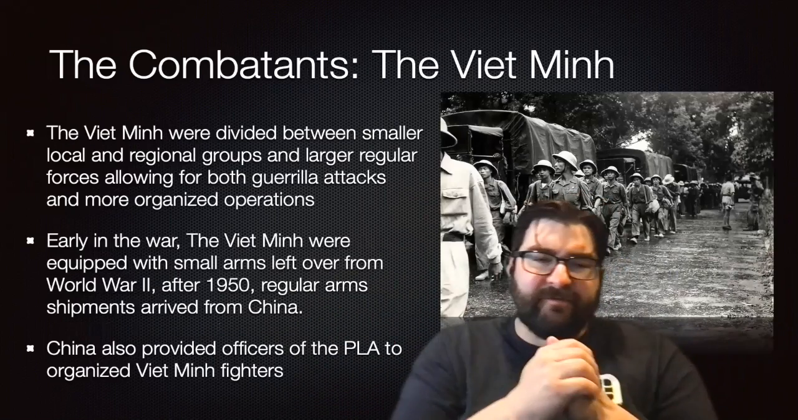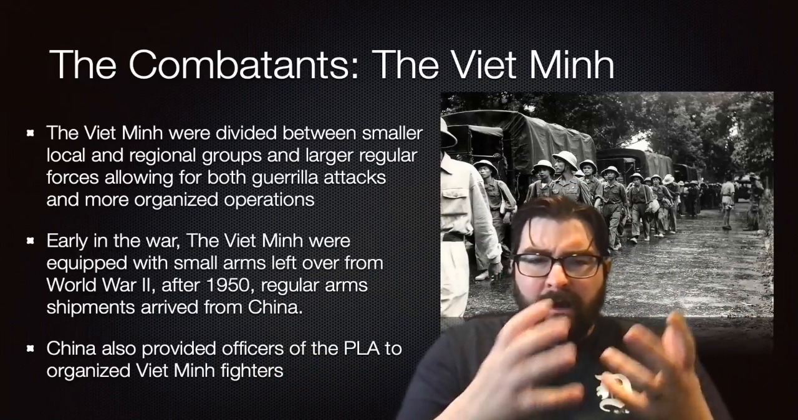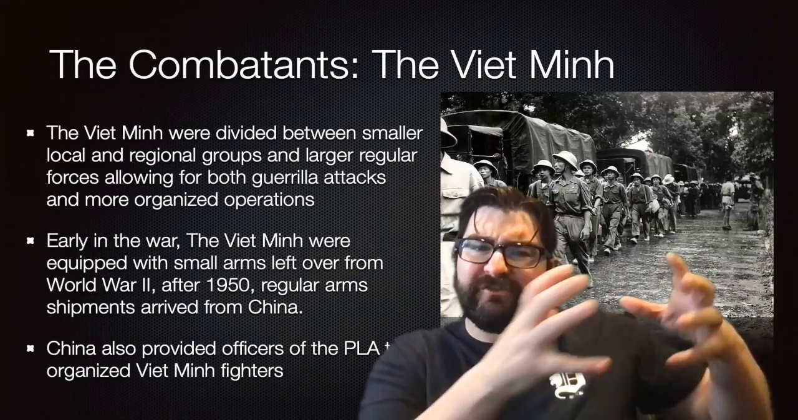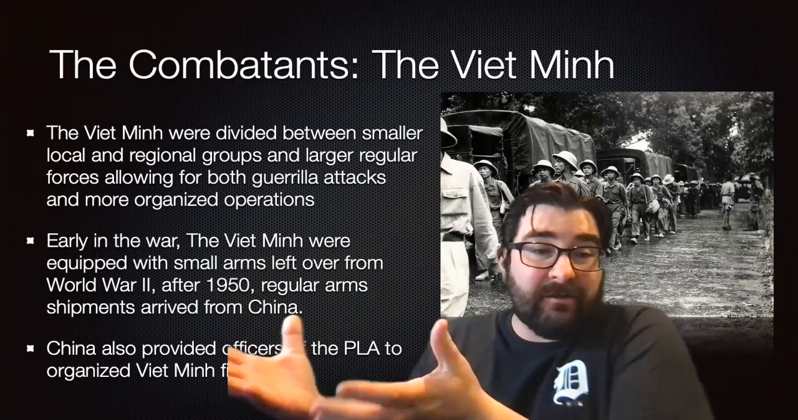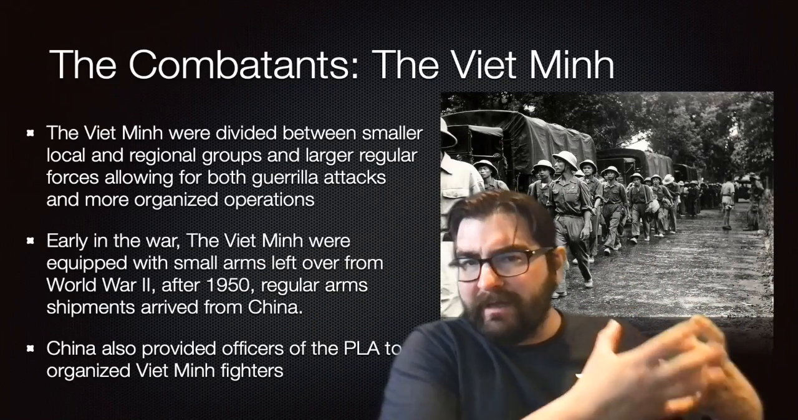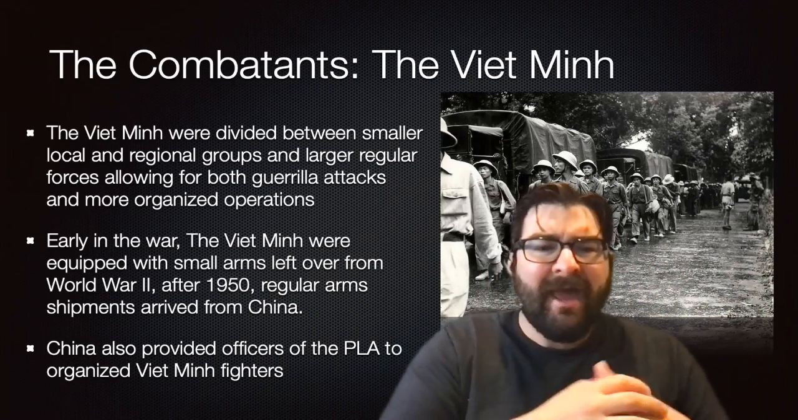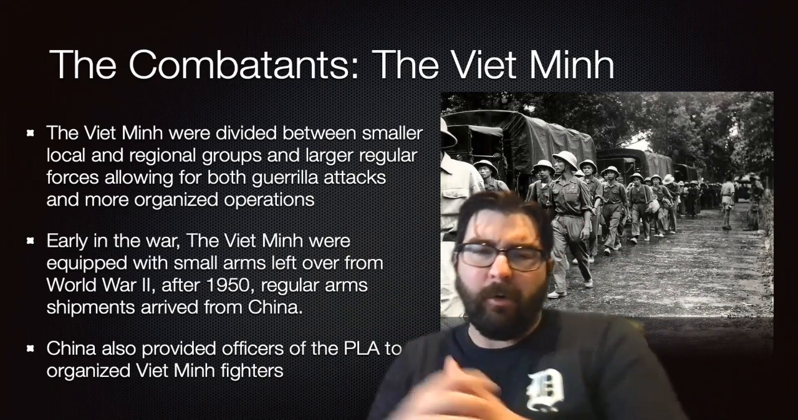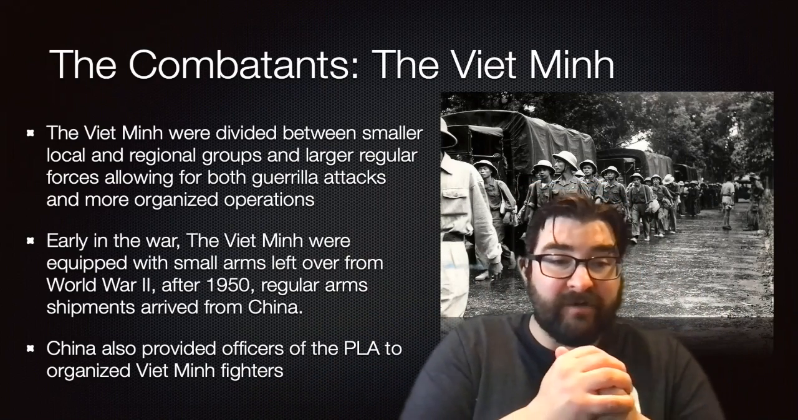So the fighters in this first Indochina War, we've got the Viet Minh. Now the Viet Minh are going to be divided into different groups, from smaller local groups to regional to larger regular forces, which are going to allow both small scale guerrilla attacks, ambushes, booby traps against the French, all the way up to larger, more organized operations with thousands of troops involved.